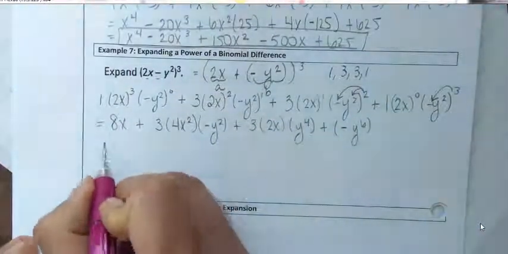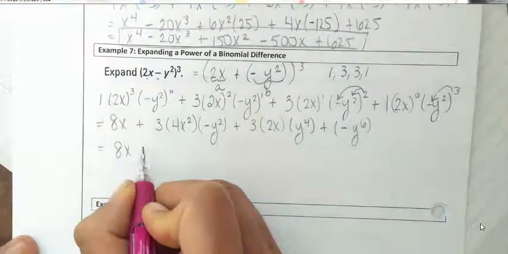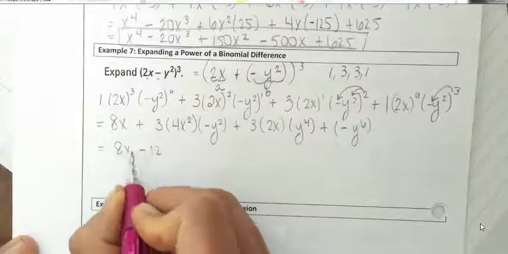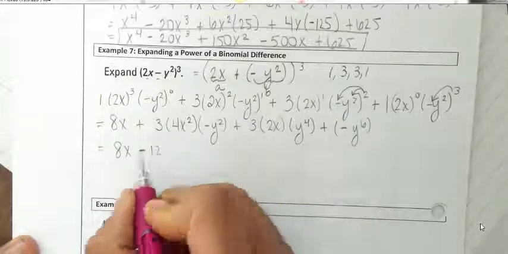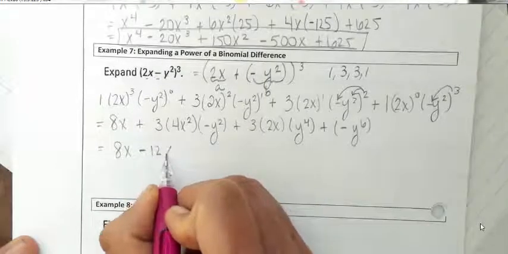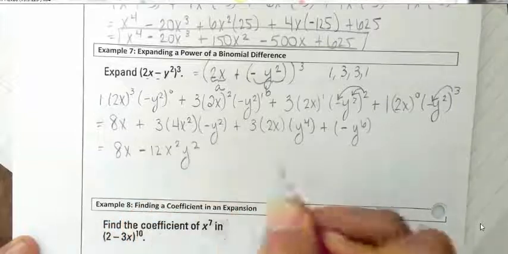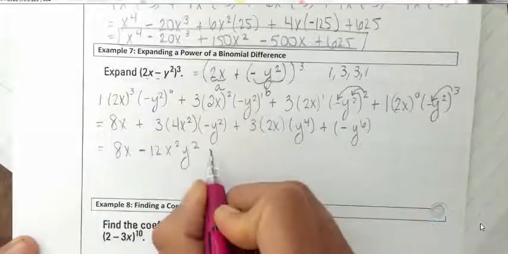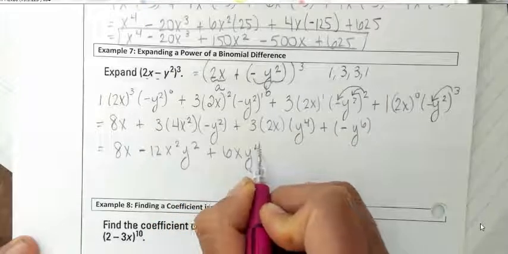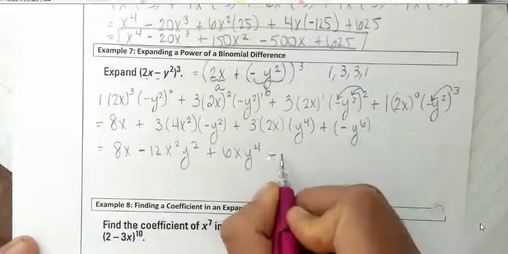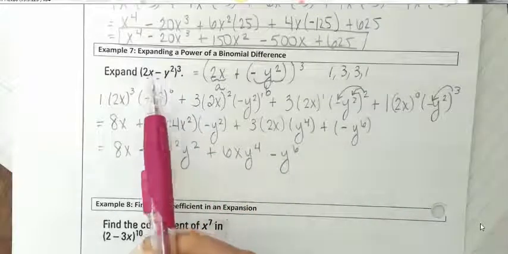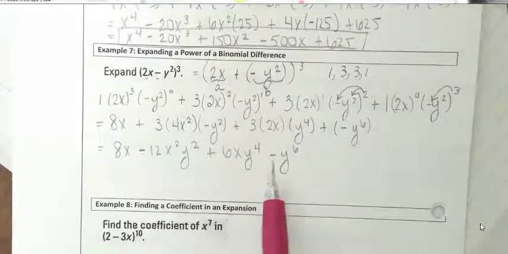So I think we should end up with 8x. This will be negative. Negative 12. You can put plus negative, but I'm just going to put minus. 12x squared, y squared. These are all positives. We'll get 6x y to the 4th. And this will be negative y to the 6th. So see how whenever you have that negative in the middle, you alternate signs.